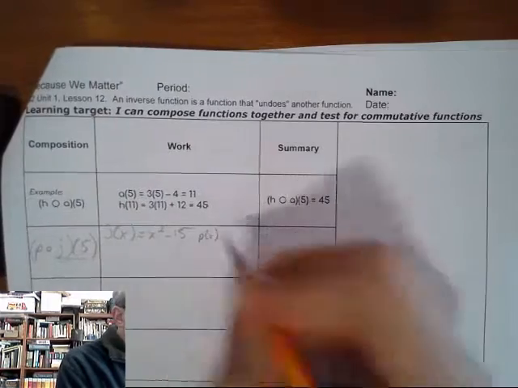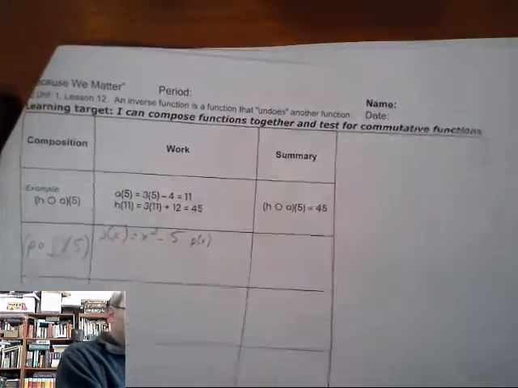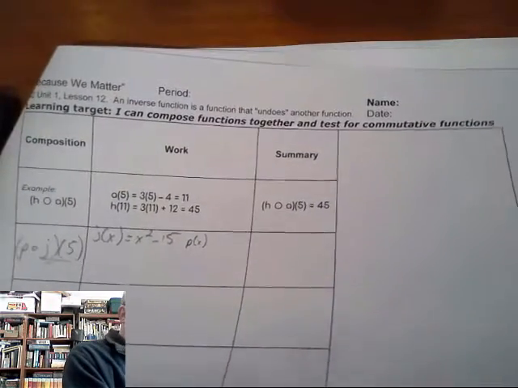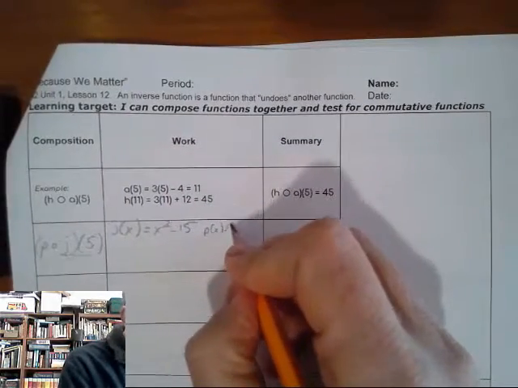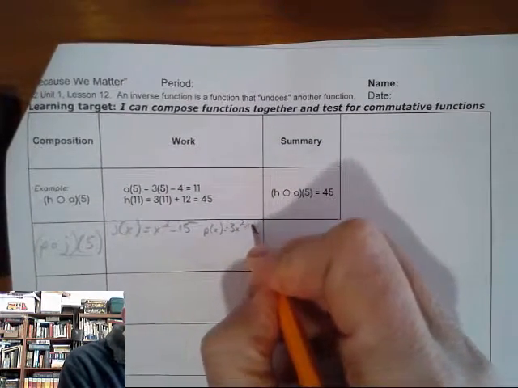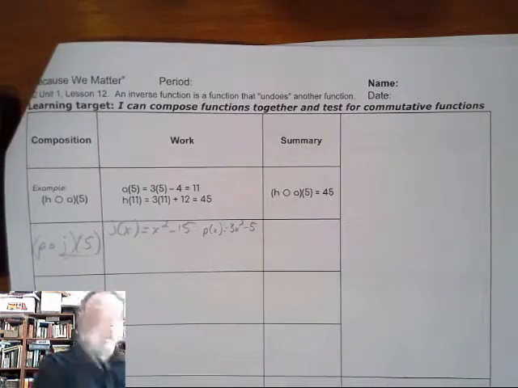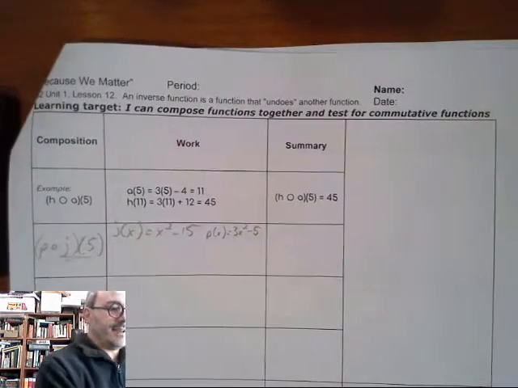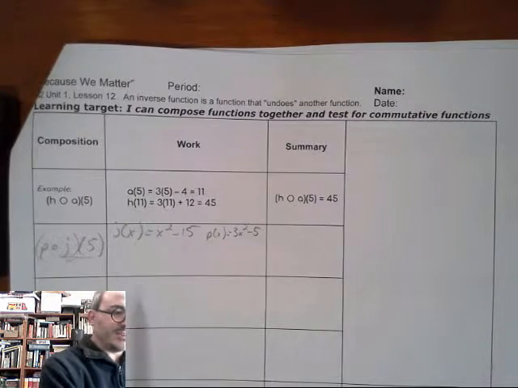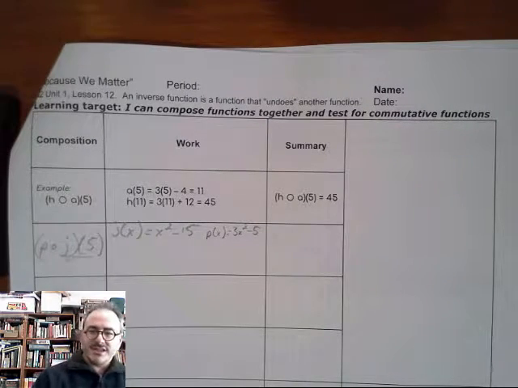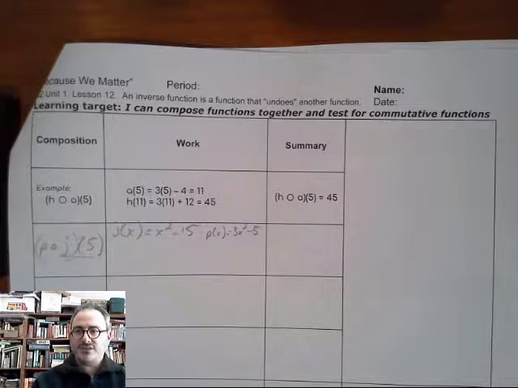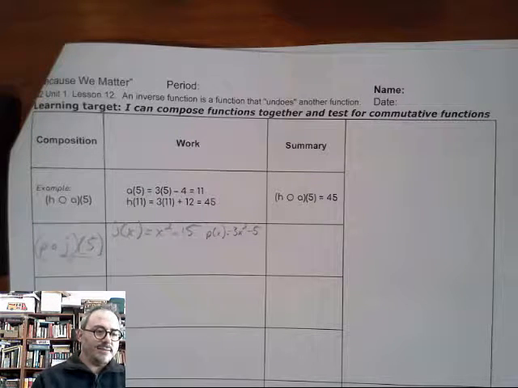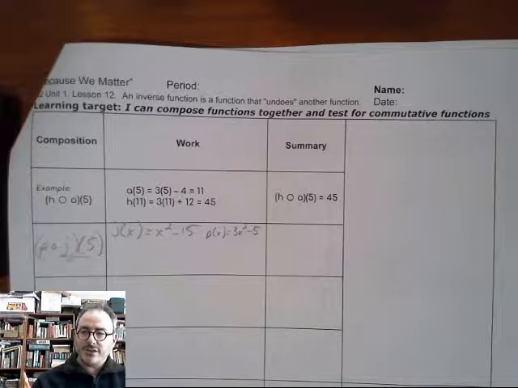My p of x, I'm writing a little bit smaller now, is 3 times x squared minus 5. If you can't write small enough to fit that in there, you can use whatever other space you want. I want you to compose two of these functions, just to have you do some of these independently. Pause the video here, try them on your own.